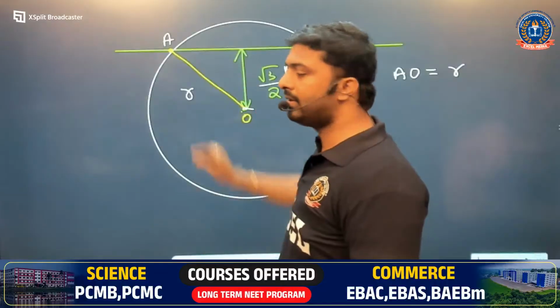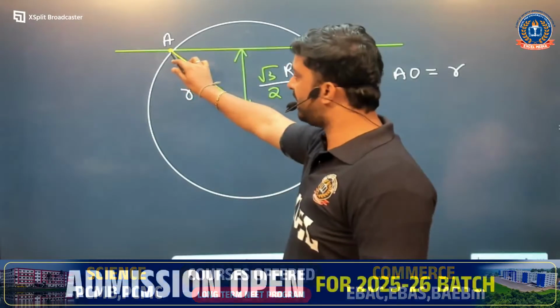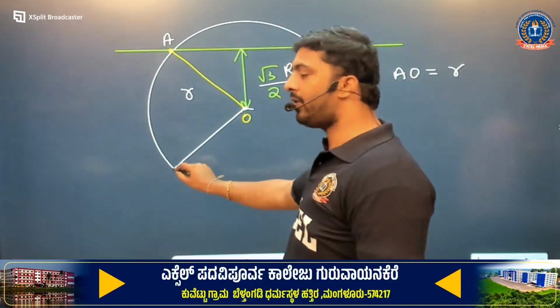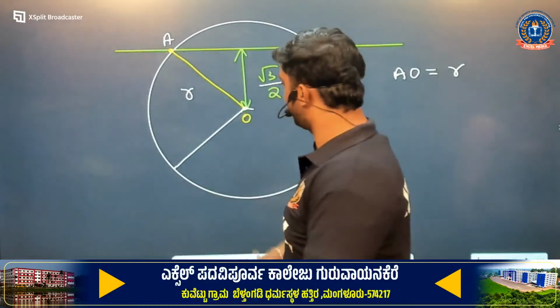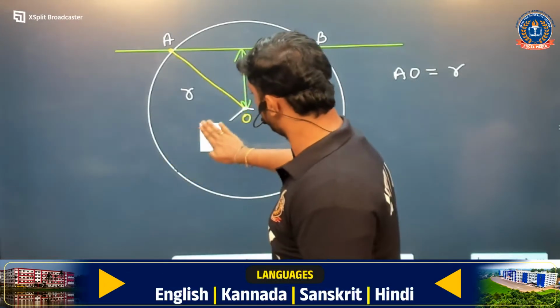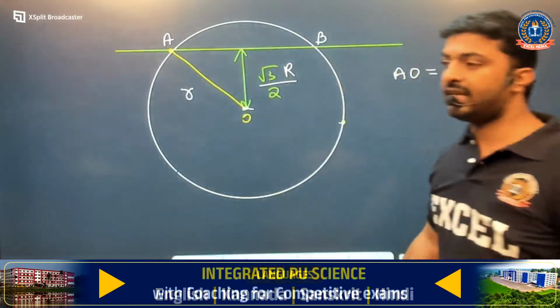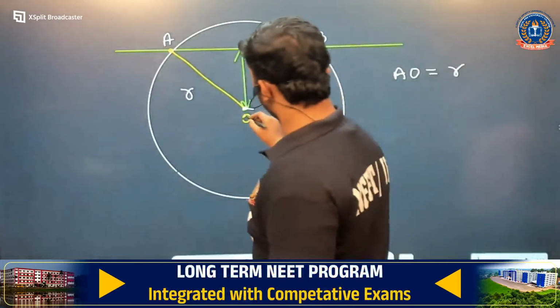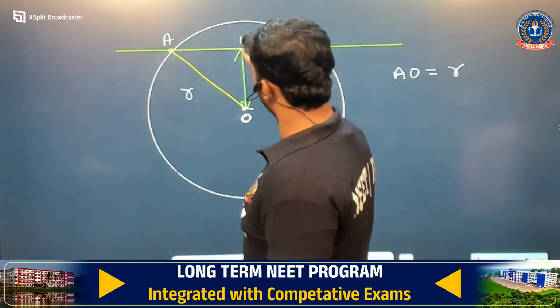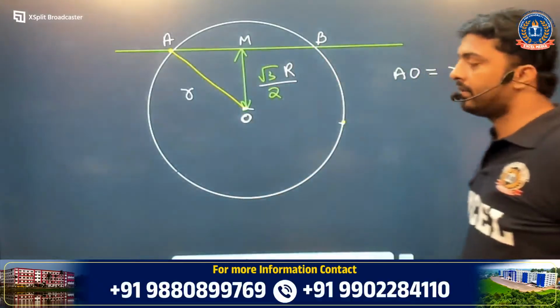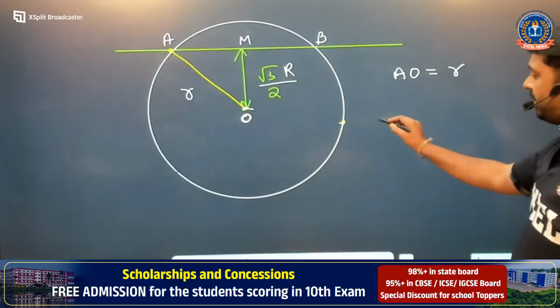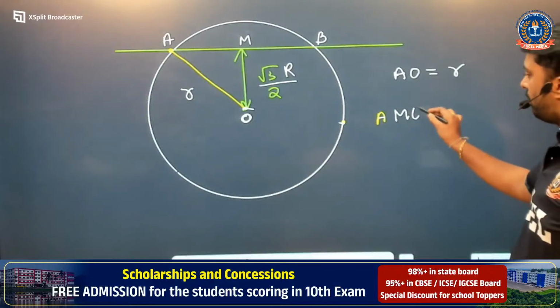Look at the diagram. This is the radius. If you draw a line from the boundary to the center, that is the radius. Correct? How to draw the radius? Drawing a line from the boundary to the center is the radius. Correct? Is it clear? Okay, then can you see a triangle here? Tell me the name of the triangle. Can you see this triangle? A M O.